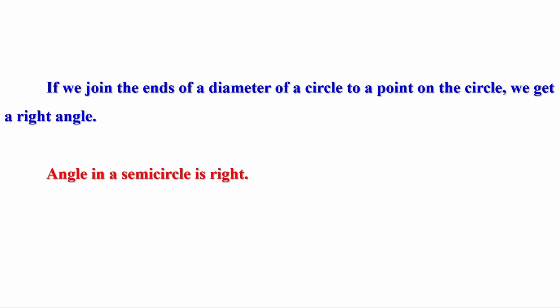Suppose the ends of a diameter are not joined to a point on the circle. What are the other possibilities? They can join to a point inside the circle, or they can join to a point outside the circle. Let us check the two situations.